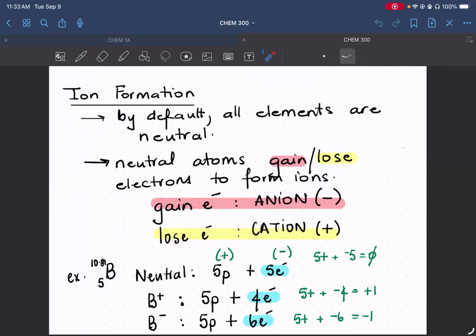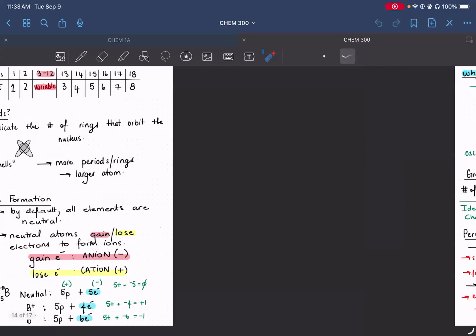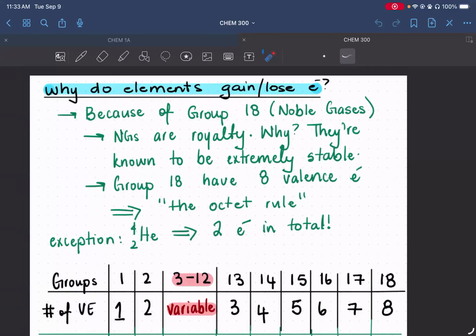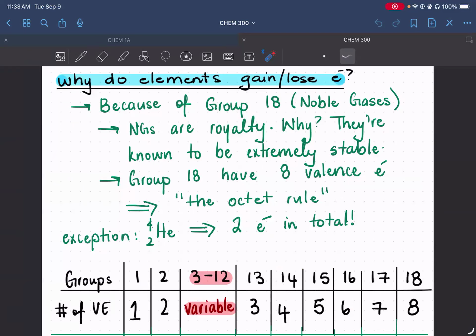We talked about how there were 2 types of ions that could be formed. If you gain an electron, meaning you gain negative particles, you will get a negative charge overall. If you lose electrons, you'll be a positively charged cation overall. This is a reiteration of what I just said, where ultimately elements will gain or lose electrons to look like group 18. Why? Because they're extremely stable.